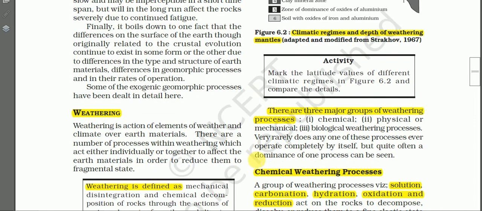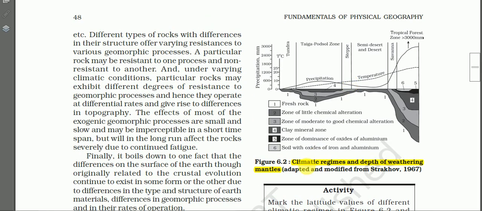So let us see figure number 6.2. See here. This diagram shows the climatic regimes, different types of climatic regions, and the depth of the weathering mantle, the relation between the climatic types and the depth of the weathering mantles. See here, on the left side we have the amount of precipitation, then comes temperature, and here the types of climatic regimes are mentioned. And see here, we have this tropical forest zone. Here the amount of rainfall is more than 3000 millimeters, that is more than 300 centimeters, and the temperature is also more than 25 degrees Celsius throughout the year.